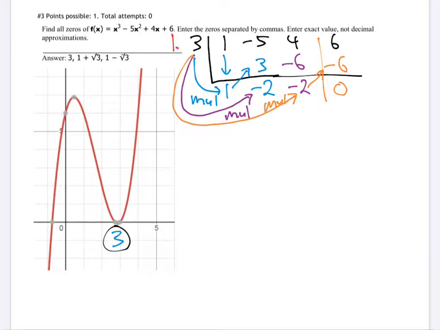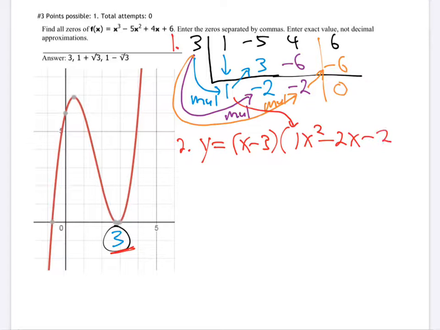So what do we have right now? So this is step 1. Step 2, we have y equals x minus 3. That's that first one. And now we have what? 1 x squared minus 2x minus 2. Don't we? So 1x squared minus 2x minus 2. So now we have to finish breaking down that last parenthesis. It won't factor. It turns out if you try to factor, it just won't even factor. You have to do the quad there. So let's do the quad.